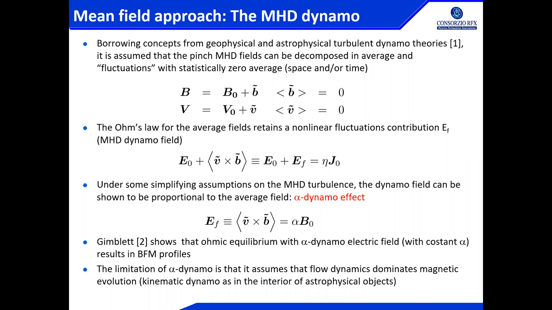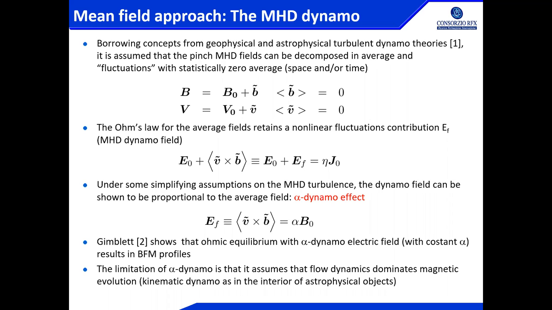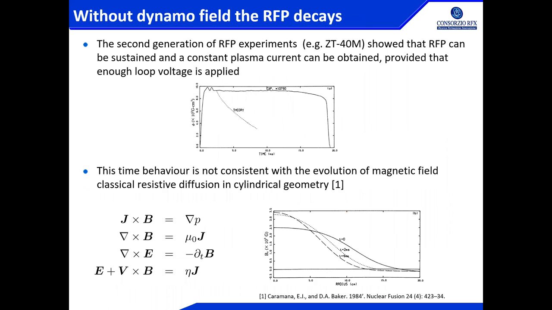So from this theory, the idea is just to come out with the idea that there exists some MHD dynamo, so there is some dynamo field, and in fact, that's why the global modes that are responsible for the sustainment are sometimes termed dynamo modes. Now, without the dynamo field, what happens is that an RFP actually would decay. It's another way of saying what I've already shown you several times. So there is no electric field, no Ohm's law that can sustain an RFP.